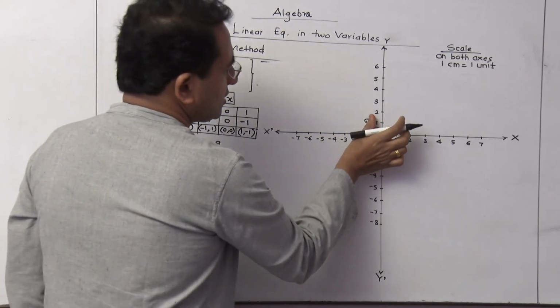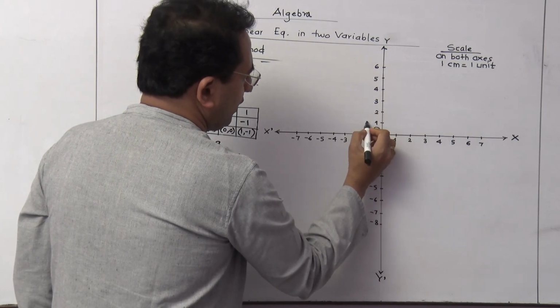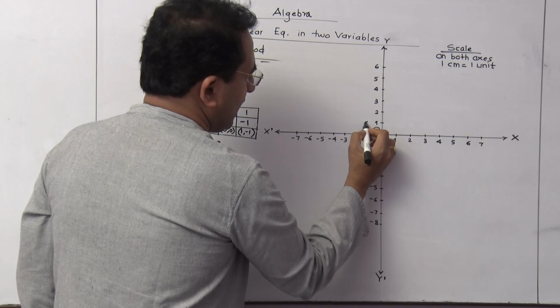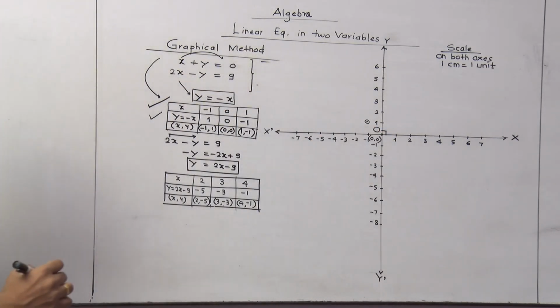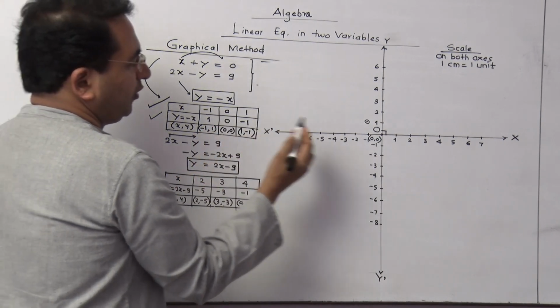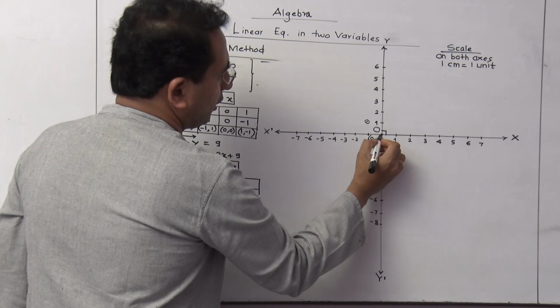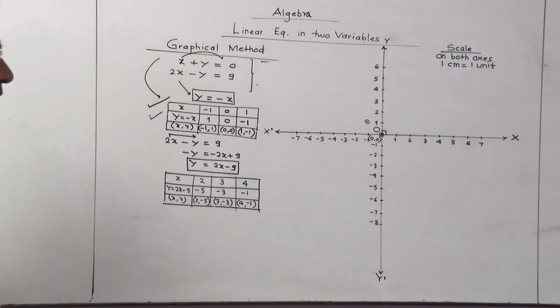What you have to do is, once you plot the point, make a dot and draw a small circle around it. So this is a selection of the point. Second point is 0, 0. We don't have to plot it. It is already there on the graph. That is going to be 0, 0.